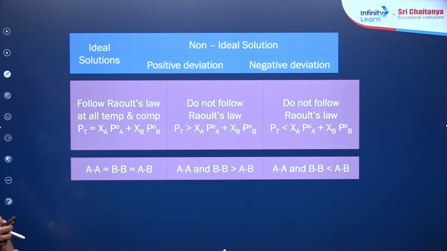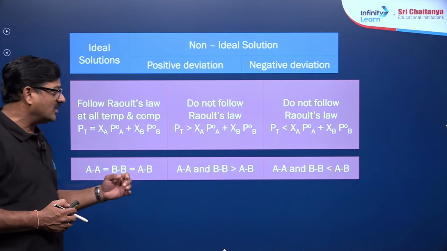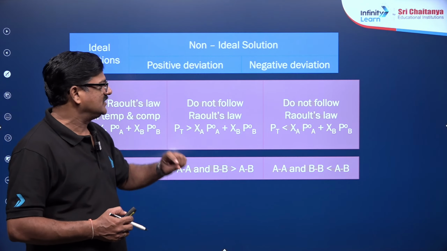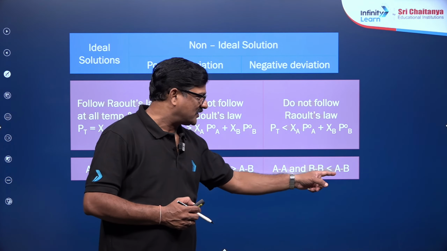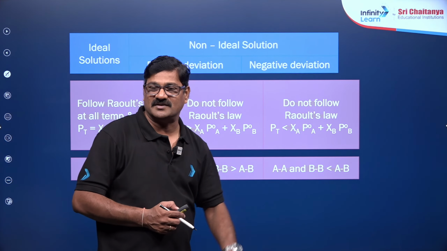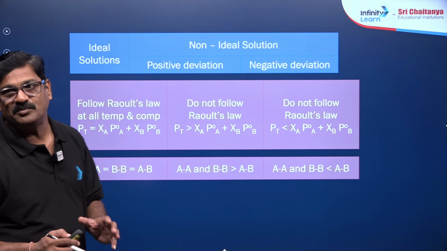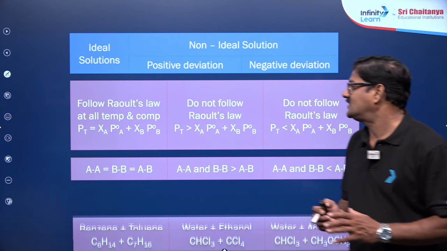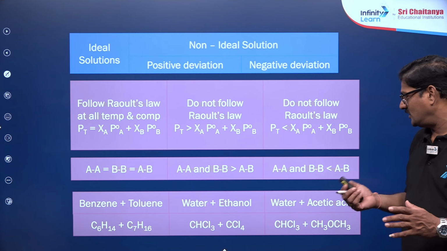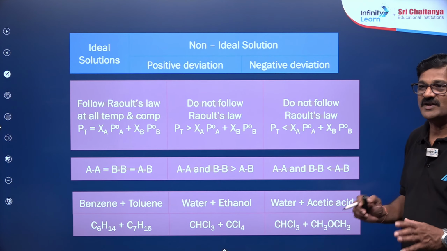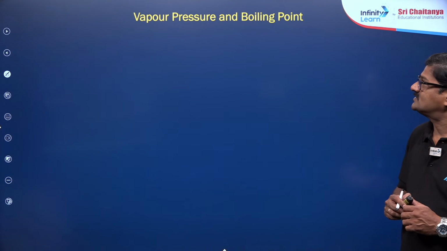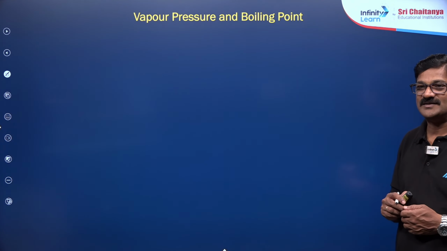Okay. And you can say intermolecular forces before and after mixing are going to be the same. Intermolecular forces after mixing is less, positive deviation. Intermolecular forces after mixing is greater, it is a negative deviation. So these are the key points you need to learn about the deviations. And let us see, benzene and toluene, water and ethanol, water and acetic acid come under these various examples. Okay. Any doubt?